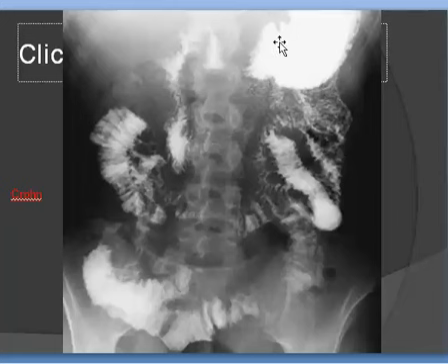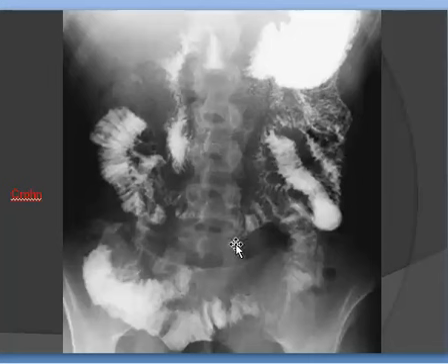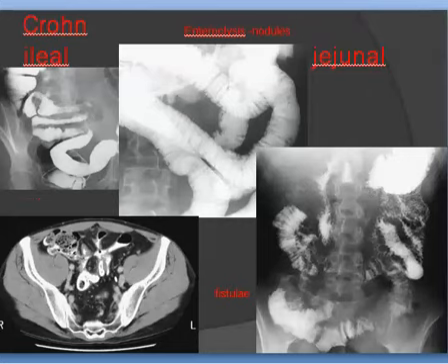In Crohn's disease, again, you can find irregular segments of narrowing alternating with segments of normal caliber, and the mucosal irregularity is seen very well, denoting Crohn's disease. Ileal Crohn's, we have seen this before. Enterocolitis shows nodulations.